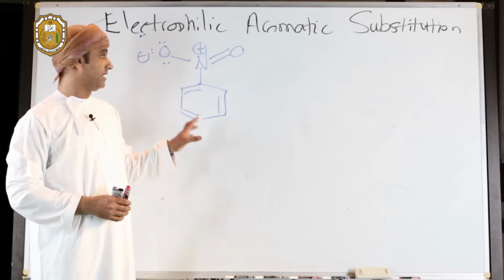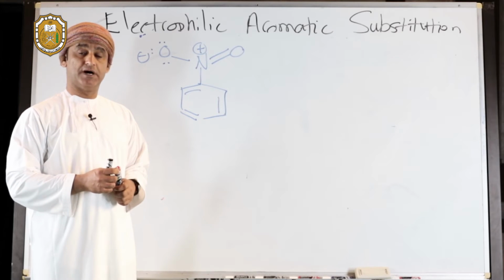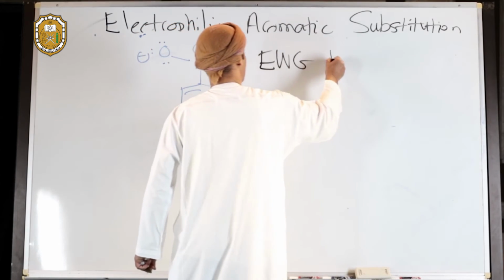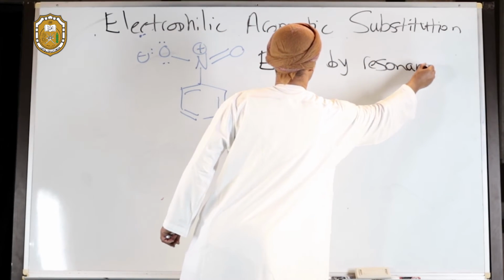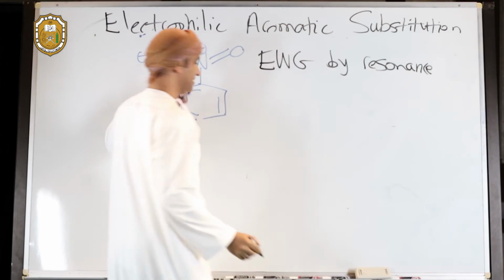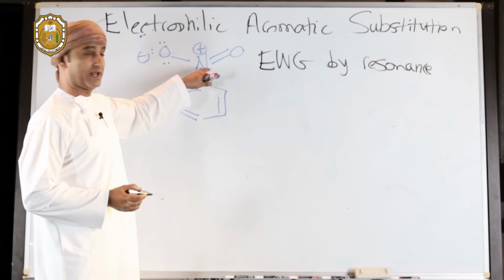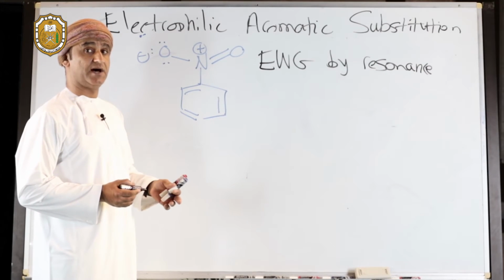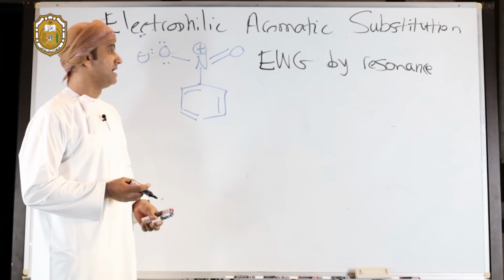We have just seen that the nitro group behaves as an electron withdrawing group by resonance. It withdraws electrons from the benzene ring by resonance. That's because it has a multiple bond, or a double bond, specifically between nitrogen and oxygen. We'll take other examples in order to further illustrate that requirement.